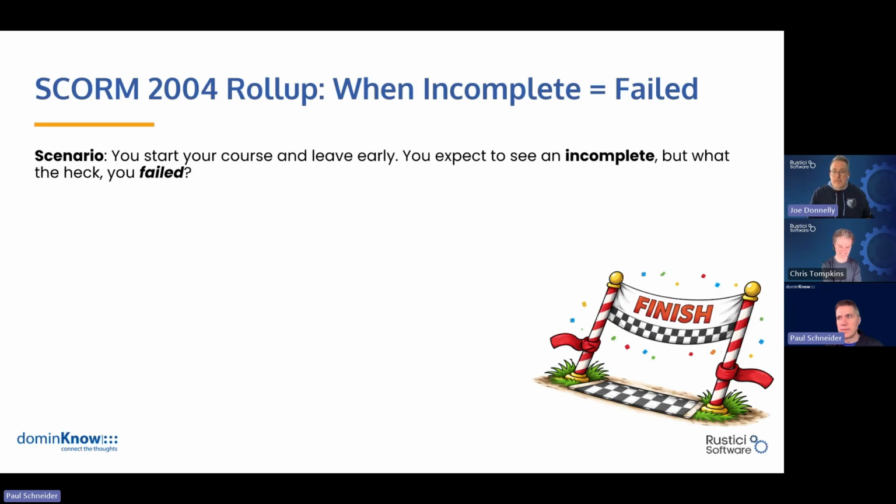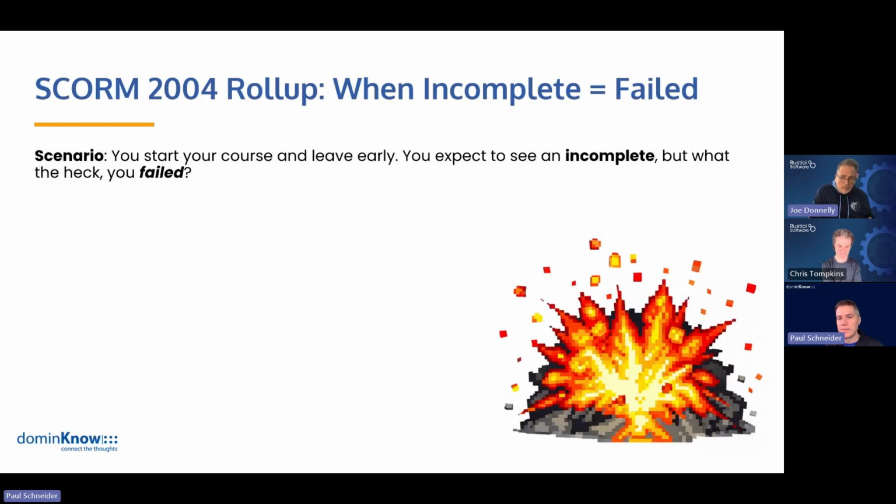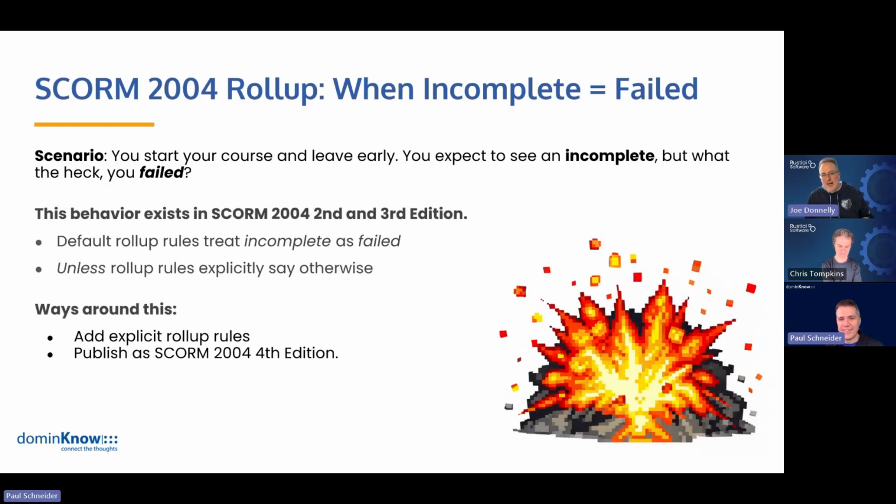So why does this happen? SCORM 2004, second and third edition, have a set of default roll-up rules that treat incomplete as failed if the course hasn't taken into account that it might not set a success status yet. So there are ways around this.